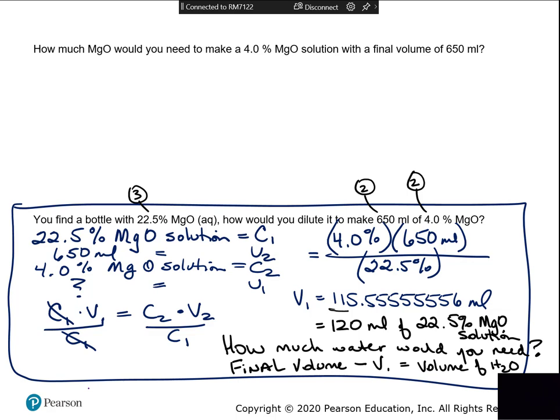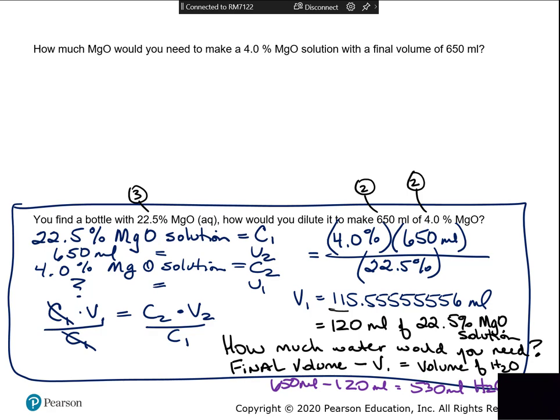So what's the final volume of my solution I want to make? It's really V2. What is V2? So 650 mLs minus, what is V1? 120. So if I just subtract those two, 530, that tells you how much water you would need. So you can just subtract the concentrated volume from the final volume, and that'll tell you how much water you would end up using in order to make this solution.